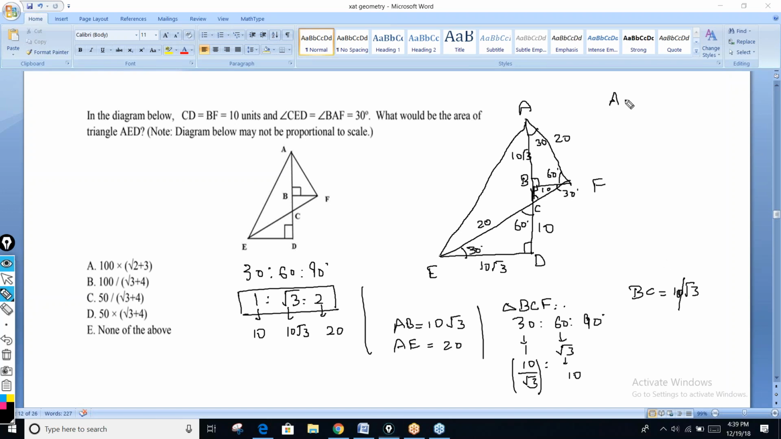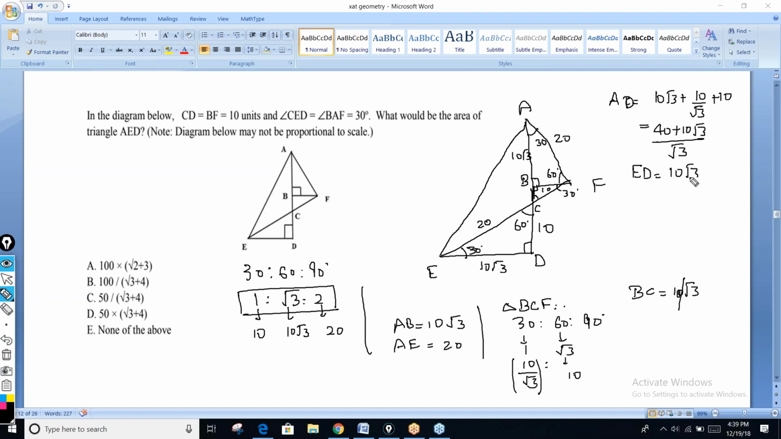So what is the length of AD? The length of AD is 10 root 3 plus 10 upon root 3 plus 10. So all the three figures: 30 plus 10 is 40, 40 plus 10 root 3 upon root 3 is the length of AD. And we have the length of ED, which is 10 root 3.